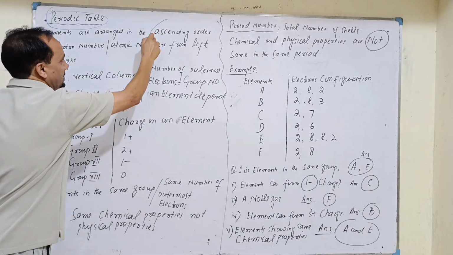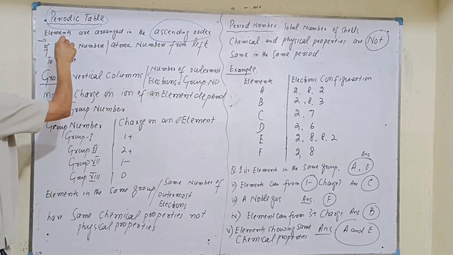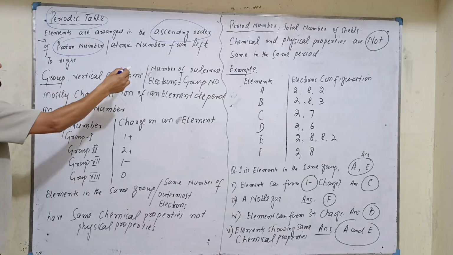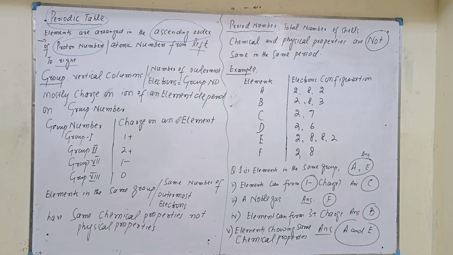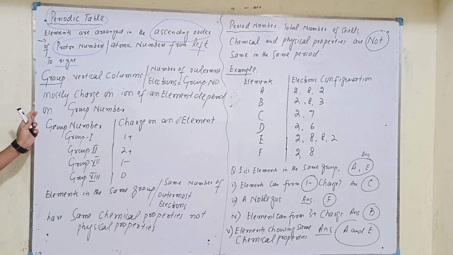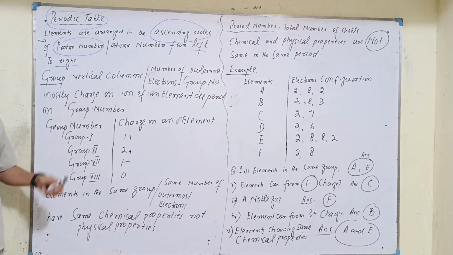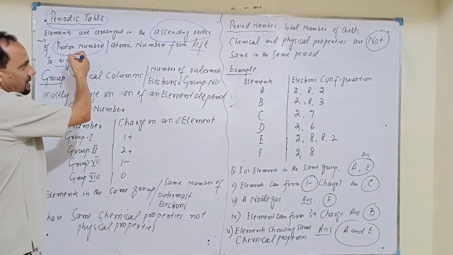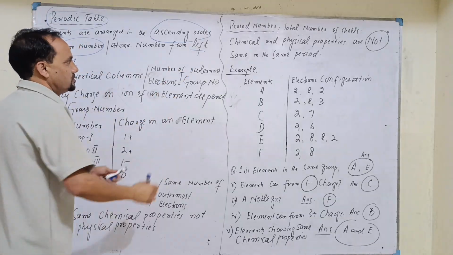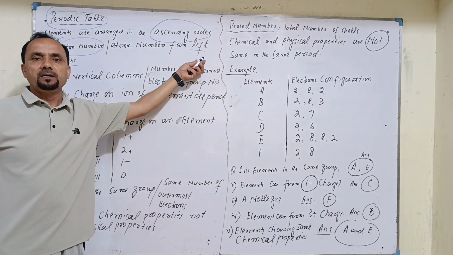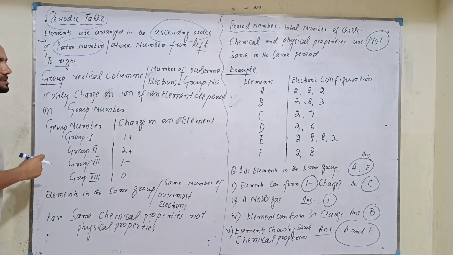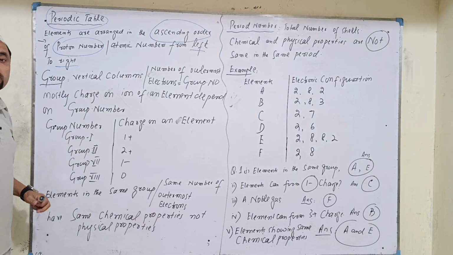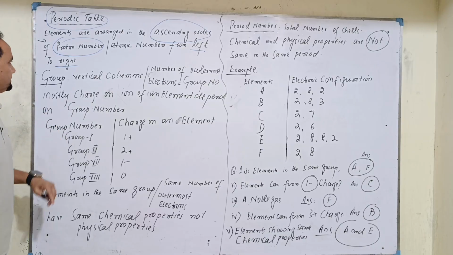Elements are arranged in the ascending order of their proton number from left to right. For example, you can see in the periodic table, hydrogen is the first element because the proton number of hydrogen is 1. And if you go from left to right, you will see at the end helium. The proton number of helium is 2. So elements are arranged in the ascending order of their proton number from left to right.